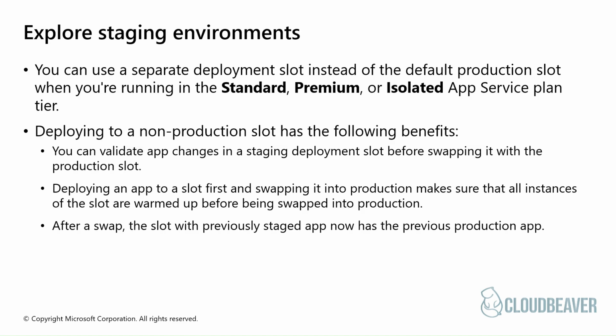Now, what is a stage environment? It's just another web app, as I told you. So if you're running a standard, premium, or isolated pricing tier, which are all for production, in these you can create slots depending on the pricing tier, up to 5 or 10. It could vary accordingly depending on the pricing tiers. Those number of slots you will create.